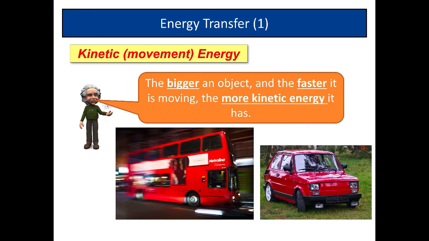Now the bigger an object and the faster it's moving, the more kinetic energy it has. Here we've got 2 examples. On the left is a bus, on the right a little car. Obviously the bus has much more mass than the car, so if these two are travelling at the same speed, both at 40 kilometers an hour, the bus will have more kinetic energy because it's a bigger object than the car.